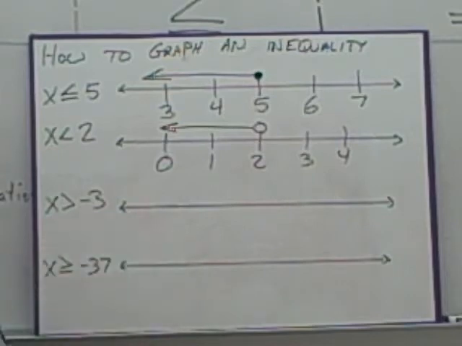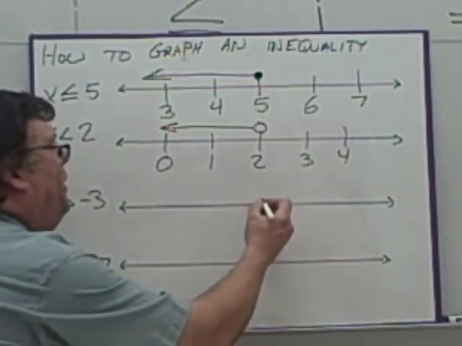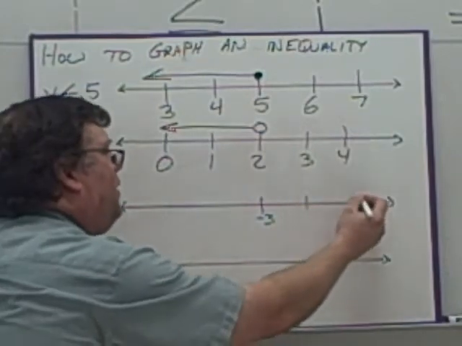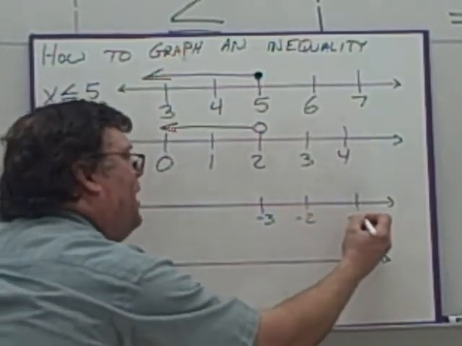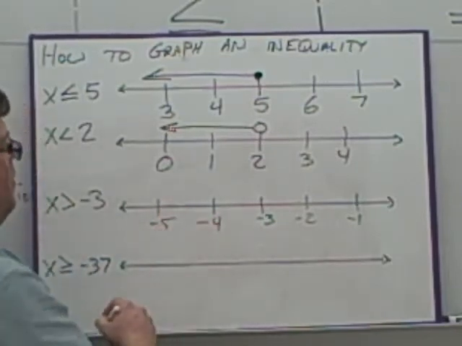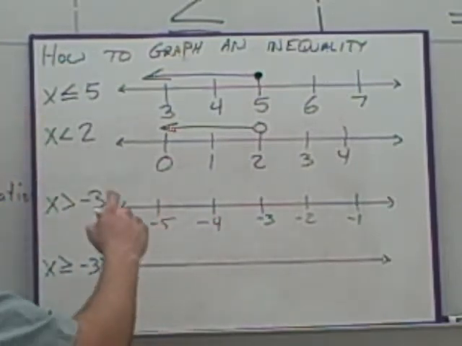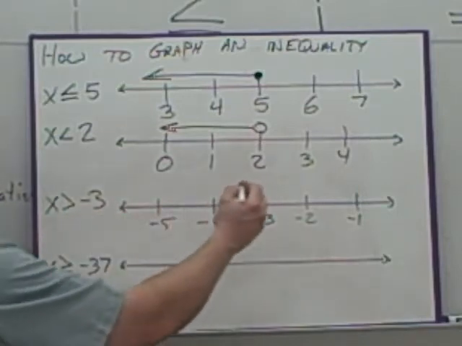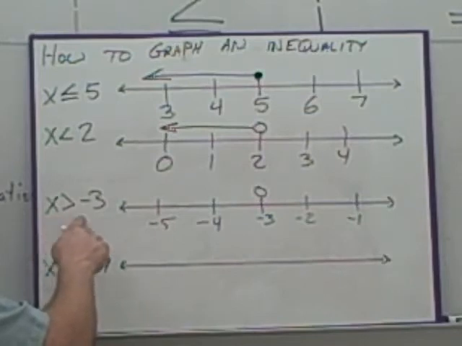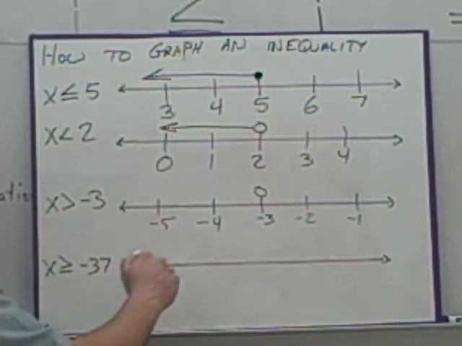All right. Over here, we start with -3. So we put a mark in the middle, mark it as -3. Counting in this direction, we're actually going to go to -2, -1. In this direction, -4, -5. I'm going to put an open circle over the -3 because I'm not including the -3. I don't have an or equal to. I'm going to draw a line.